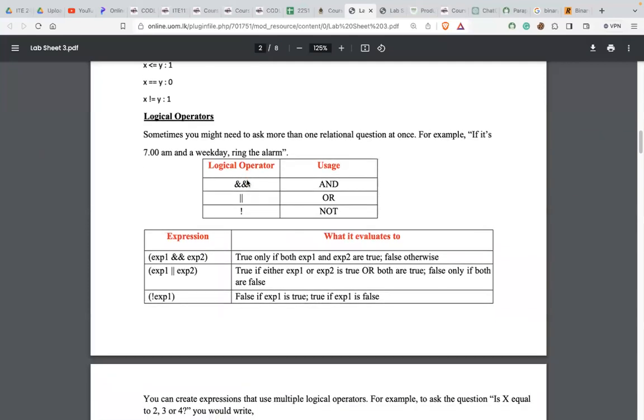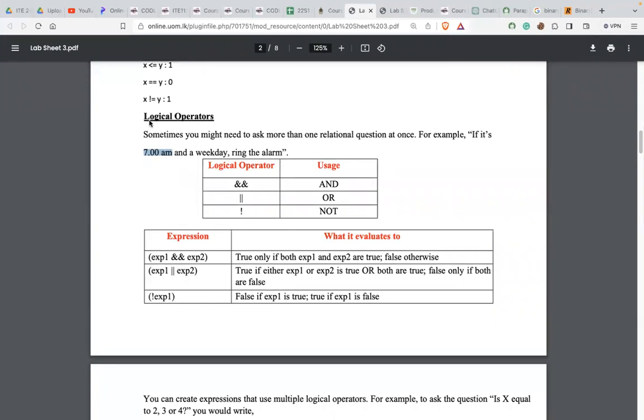You guys know in your mobile phone also you can put an alarm on weekdays. Weekdays mean Monday to Friday, not weekend. That means Saturdays and Sundays will be ignored. If it is 7 a.m., then you need to ring the alarm. Now there are two conditions. First you have to check whether the day is Monday to Friday, and there is another condition: check the time is 7 a.m. If both conditions are true, then you need to ring the alarm. That is one example.